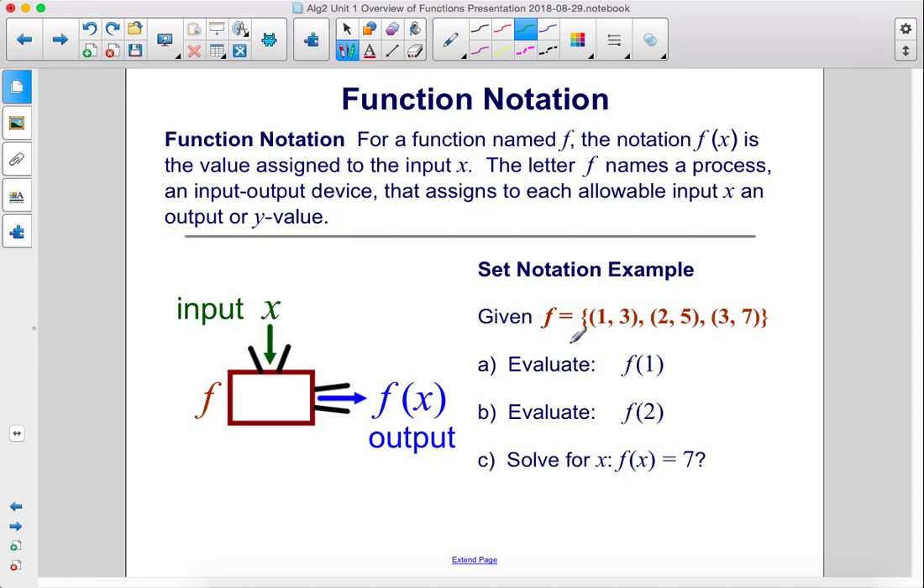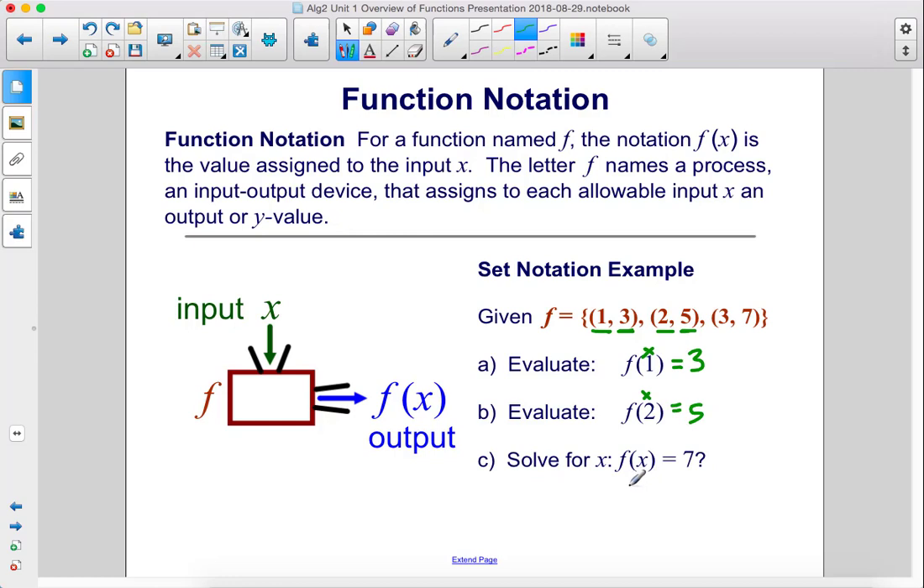Given f equals {(1, 3), (2, 5), (3, 7)}, evaluate f of 1. That means that when x is 1, what is y? Here we see this is where x equals 1. When you put 1 into the function, you get 3 as an output. So this answer is 3. What about when x equals 2, f of 2? Here we find the ordered pair that has x equal 2, and the output is 5.